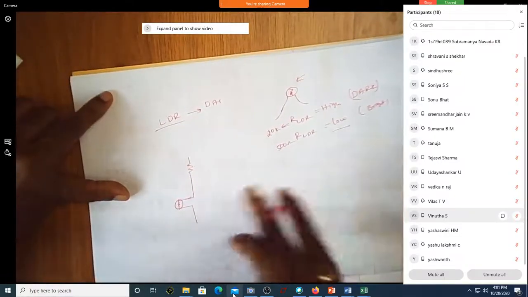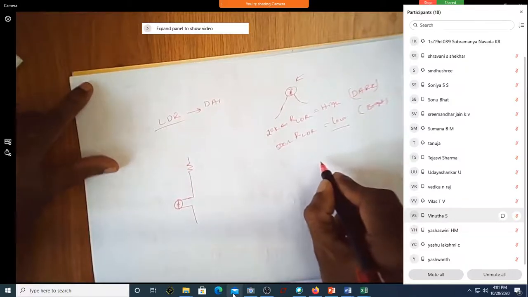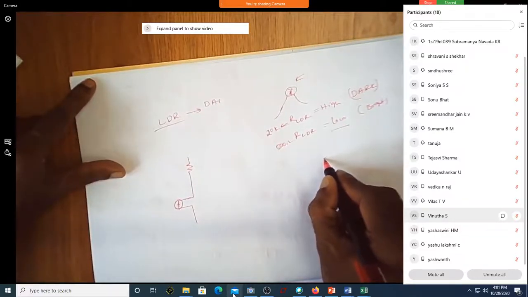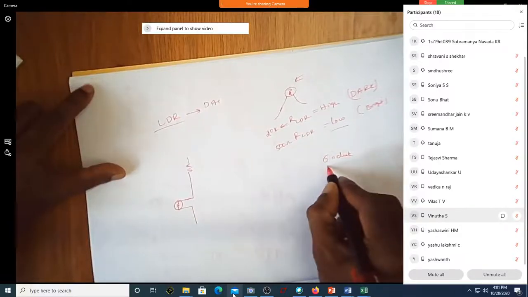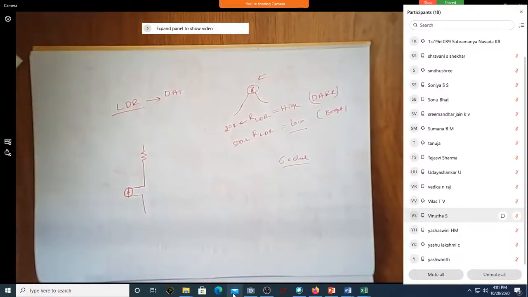Now, I took this LDR and went to my home at around 6 o'clock in the evening. So I think maybe even at Delhi, is it becoming dark a bit early, Tejasvi?